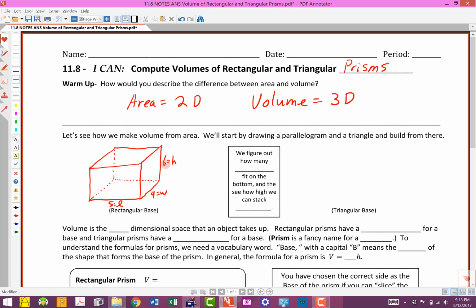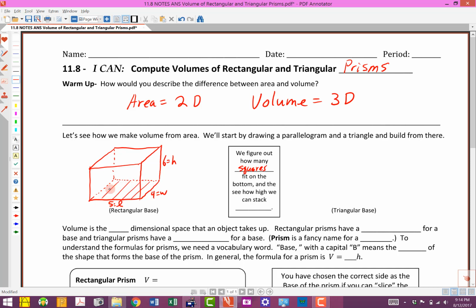Okay, so in order to figure out what the volume is here, because we're taking up a three-dimensional space right here, even though we've represented it on this two-dimensional piece of paper, we figure out how many squares fit on the bottom. So basically we do this. Okay, so we're going to go 1, 2, 3, 4. So there's 5 meters or whatever it happens to be over there.